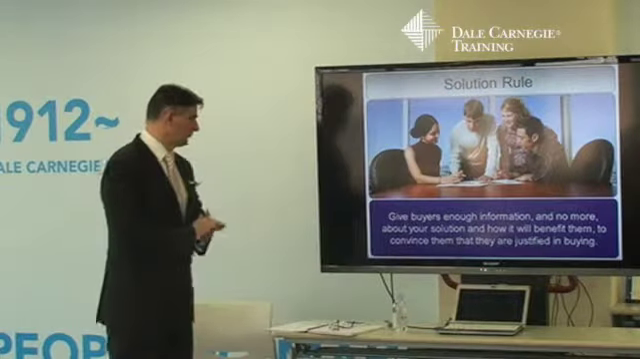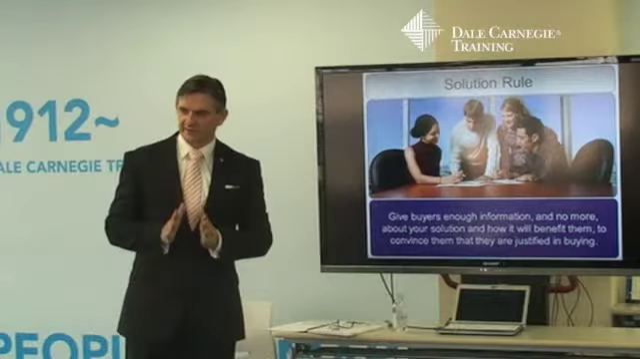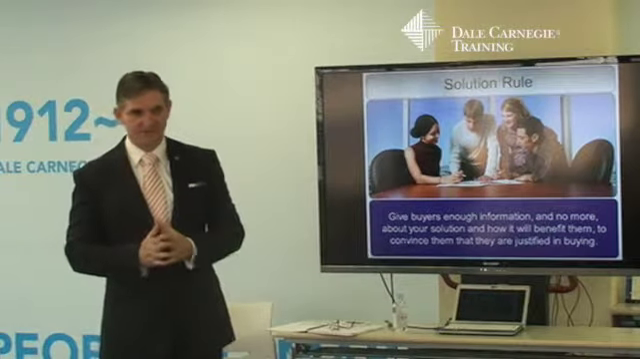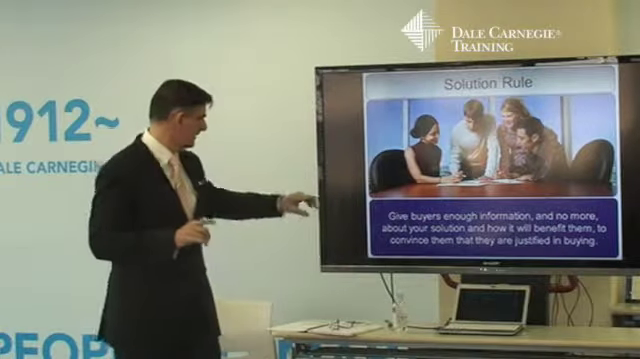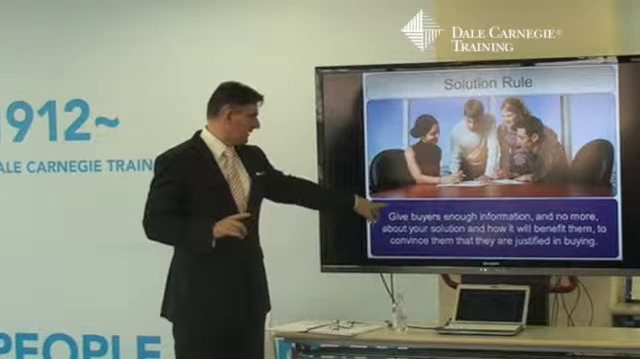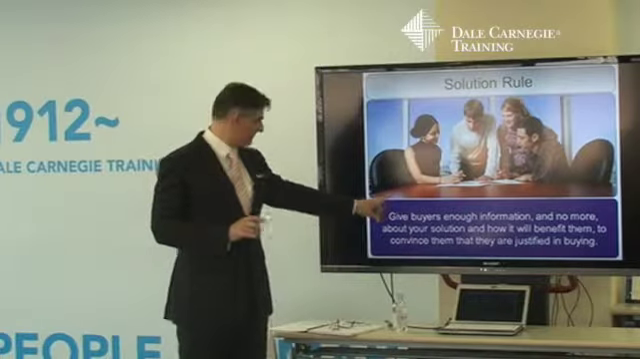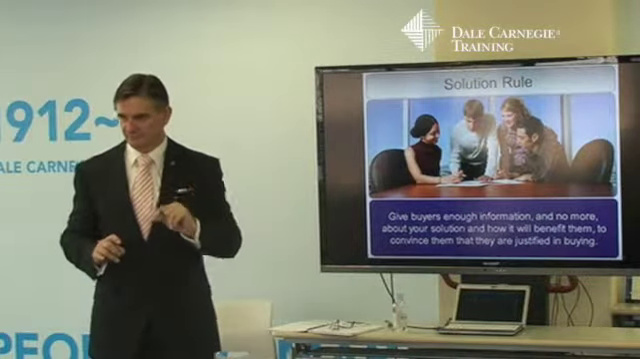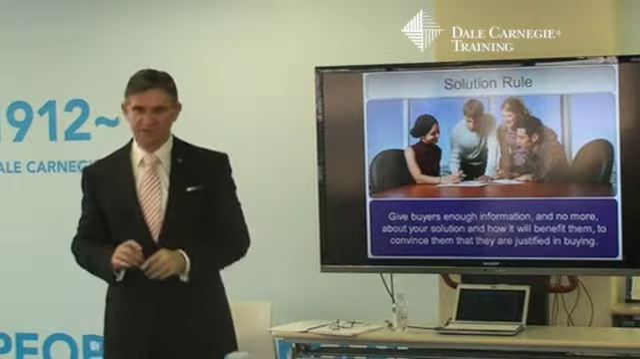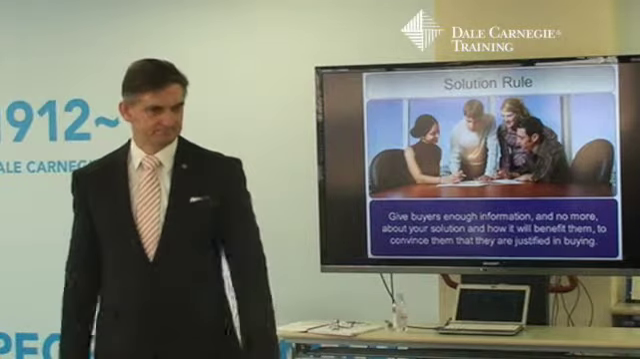So the solution rule. This is very critical. Give buyers enough information and no more. What will be the benefit to them? And convince them that they are fully justified in buying. Why do you think we say the rule is we give them enough information and no more? Why would we do that?